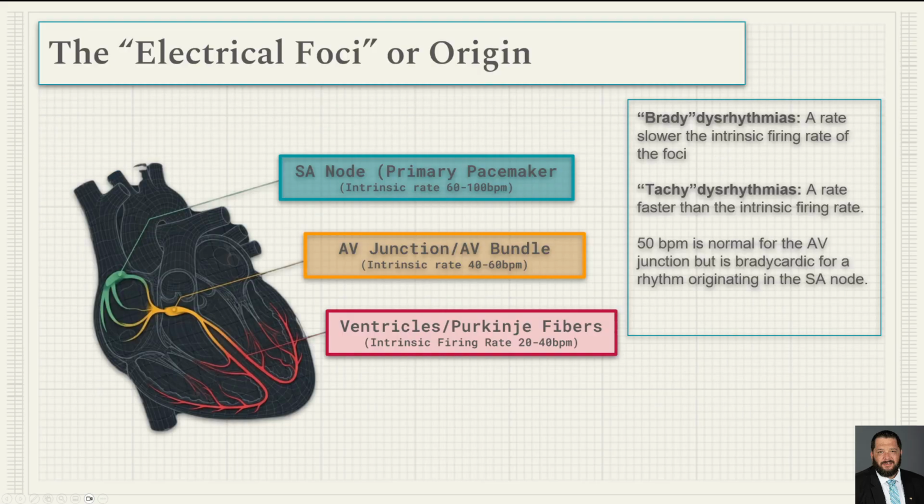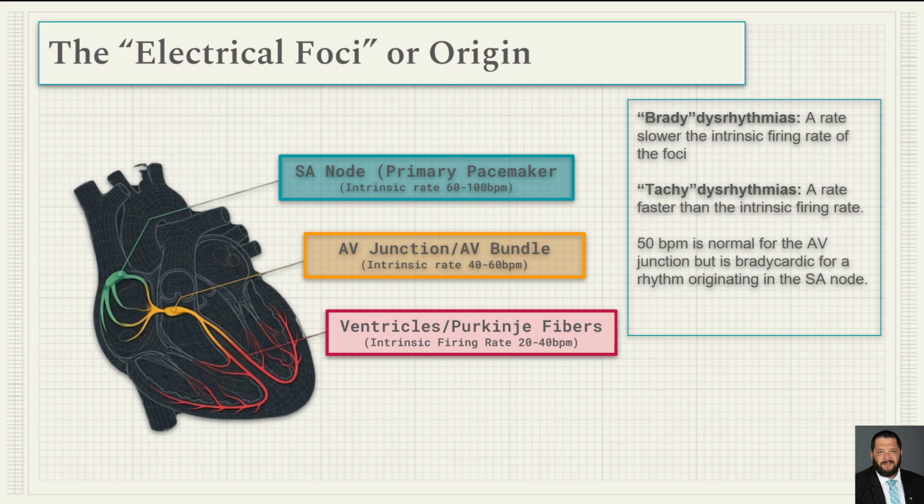First of all, let's get a couple of terms together and revisit some of the fundamentals that we discussed earlier. The electrical foci is the origin of the electrical activity. The SA node, your primary pacemaker, has an intrinsic firing rate of 60 to 100 beats per minute. Your AV junction or AV bundle has an intrinsic firing rate of 40 to 60 beats per minute. And your ventricles or the Purkinje fibers have an intrinsic firing rate of around 20 to 40 beats per minute.